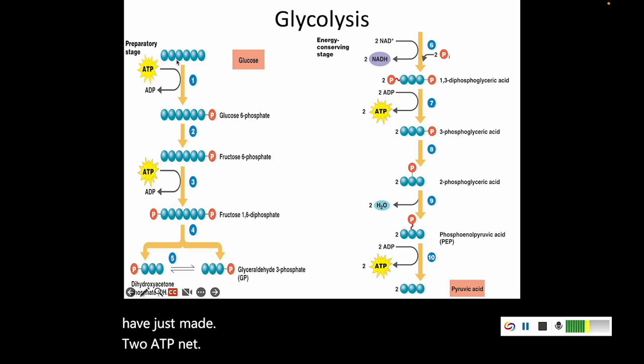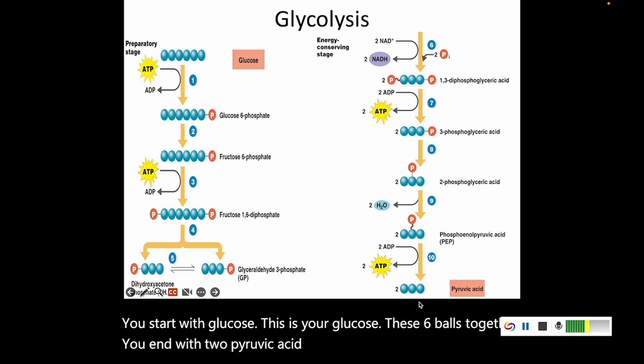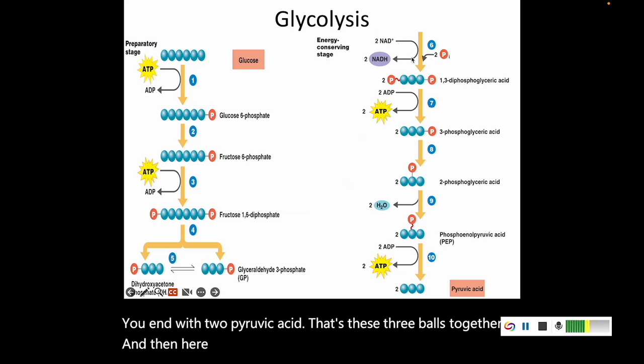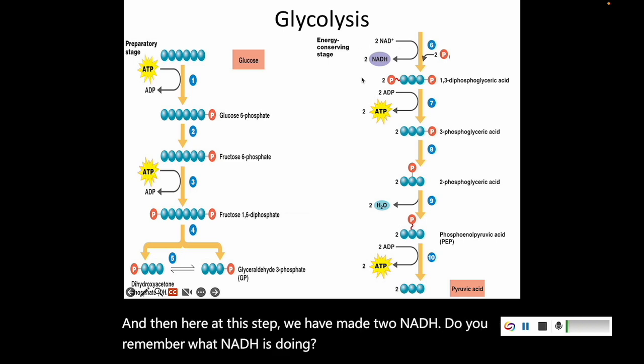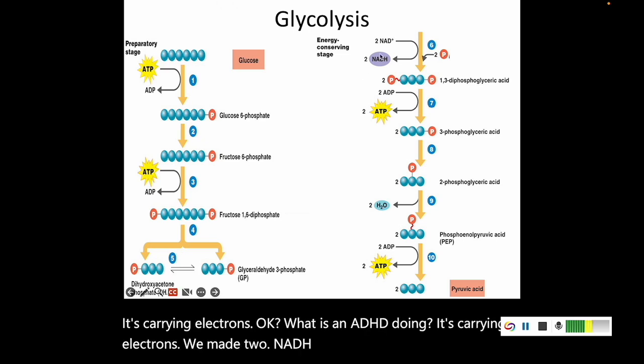You start with glucose. This is your glucose, these 6 balls together. You end with 2 pyruvic acid. That's these 3 balls together. And then here at this step, we have made 2 NADH. Do you remember what NADH is doing? It's carrying electrons. Okay, what is NADH doing? It's carrying electrons. We made 2 NADH. It's going to carry electrons to the electron transport chain.